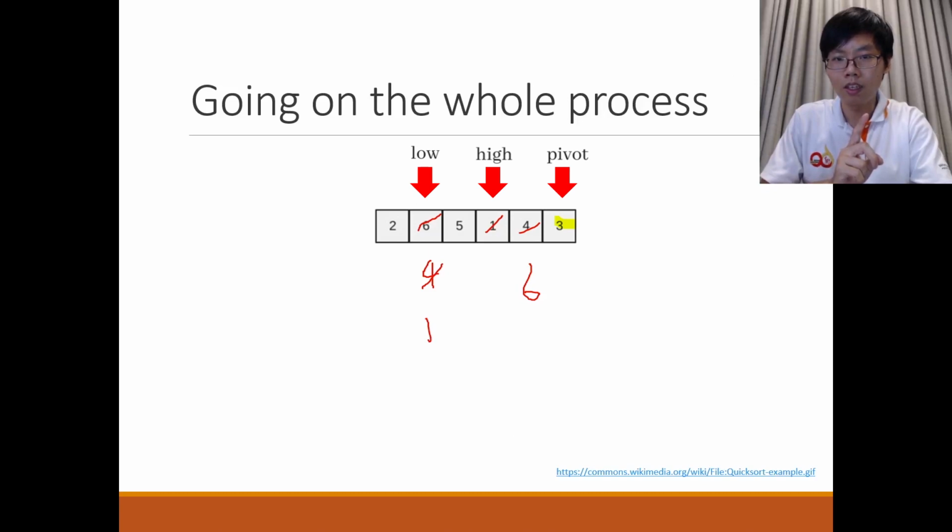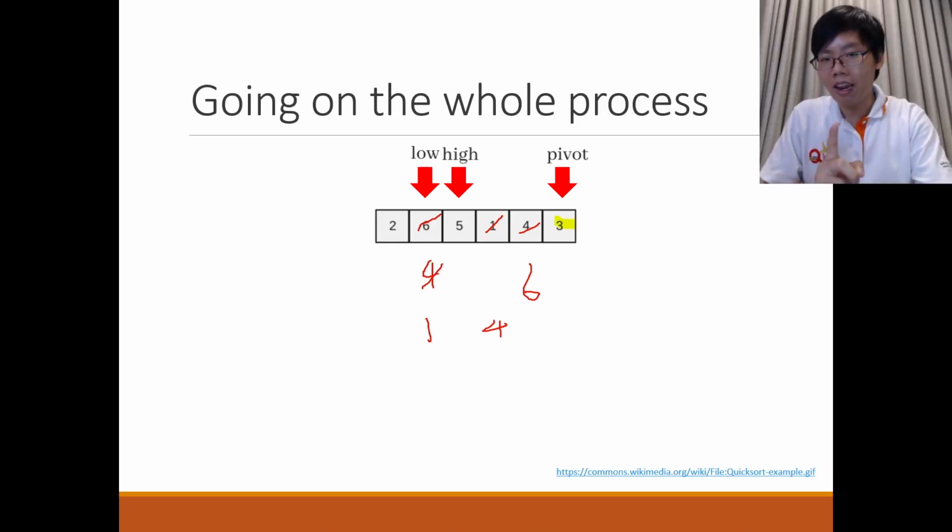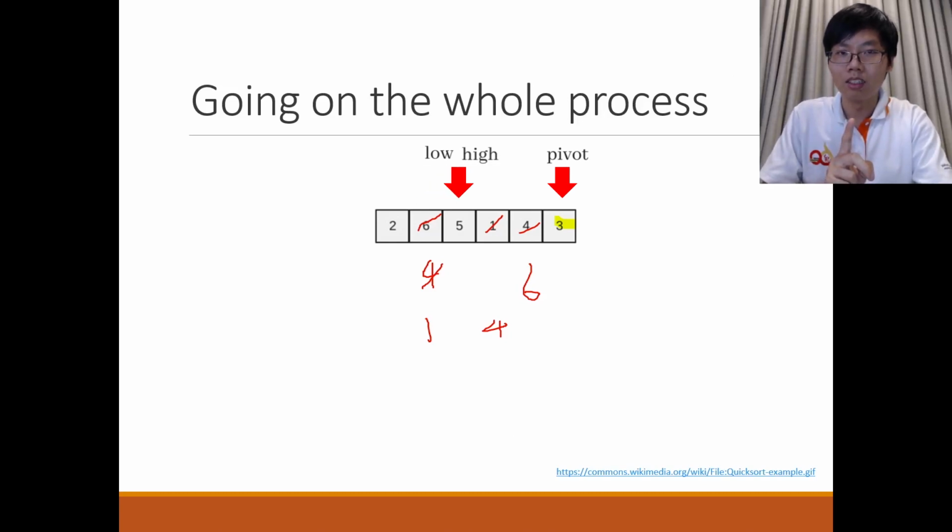So 1 is here, 4 is there. We decrease the index of high again to the 3 position. Then we compare the low index, which is now number 1, with the pivot again. Low is lower than the pivot, so we move the index of low one step ahead. So right now, low and high are pointing at the same position.